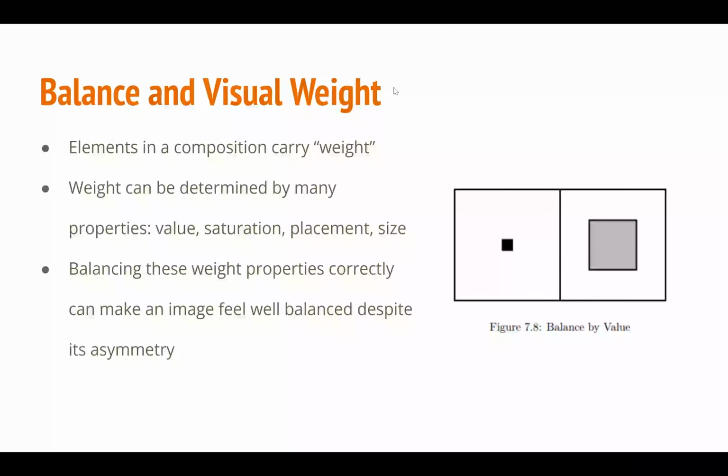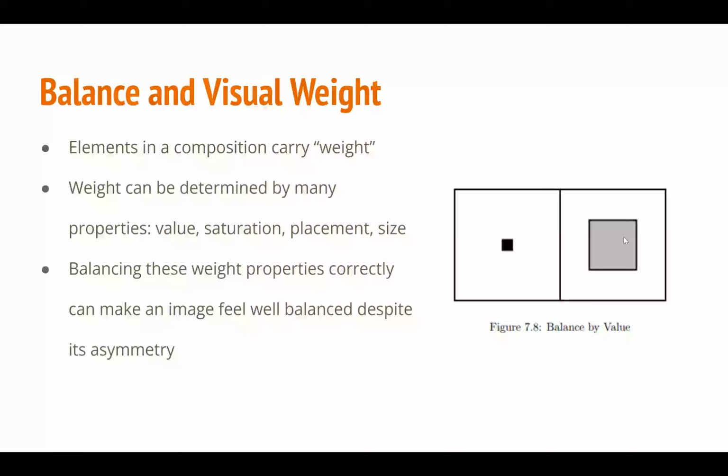Elements in a composition can carry weight. Weight is determined by pretty much any property of it: what its value is, color saturation, where it's placed, how big it is. Balancing these weight properties on an image can make an image feel well balanced despite being very asymmetrical. In this case, we have two squares, and this is supposed to imply a well balanced image. The right hand side is supposed to be the same weight as the left hand side.